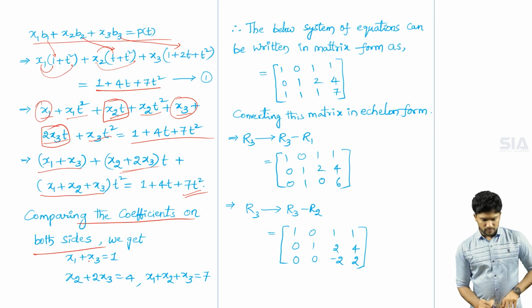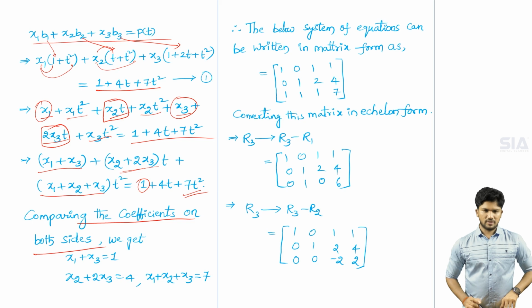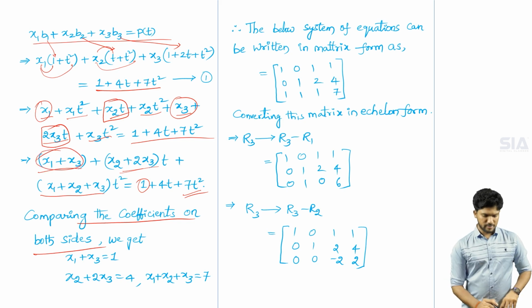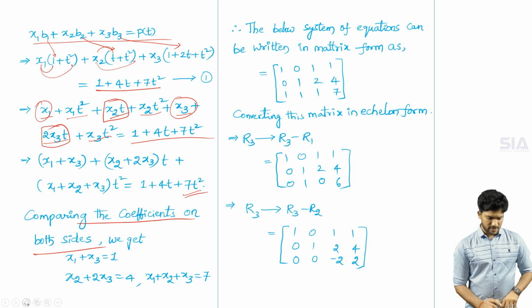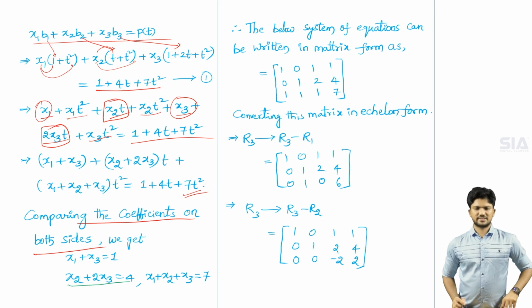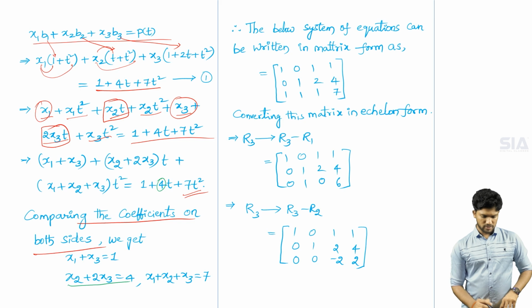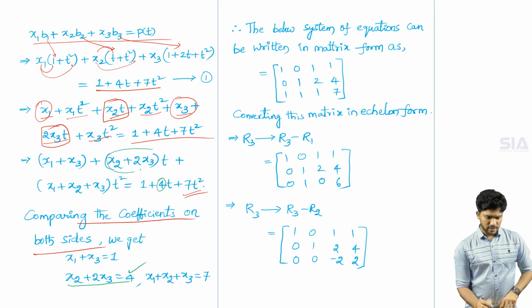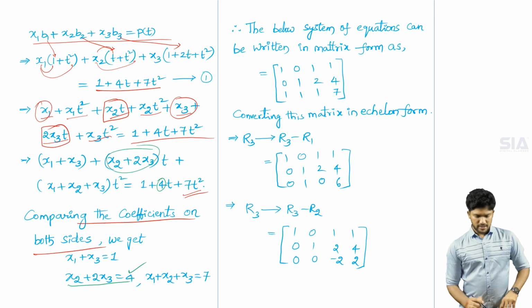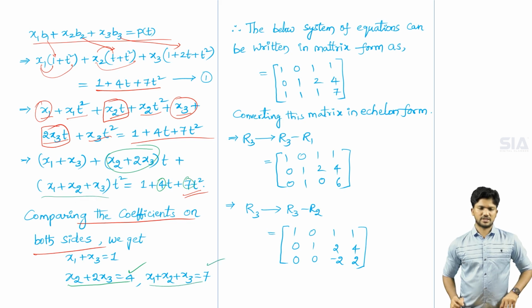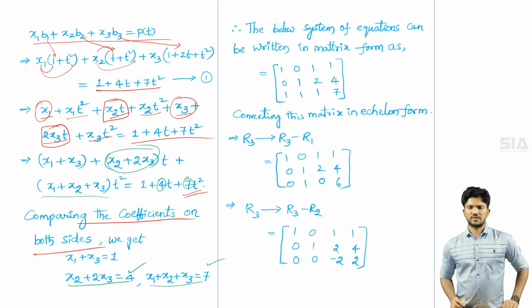So first, the constant in the RHS is 1, and here the constant is x1 plus x3, so x1 plus x3 is equal to 1. Next, x2 plus 2x3 is equal to 4; that is the t coefficient. The t coefficient is 4 on the right, and x2 plus 2x3 on the left. Next, the t square coefficient is 7, so x1 plus x2 plus x3 is equal to 7.